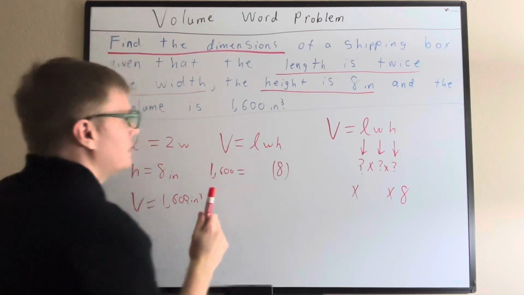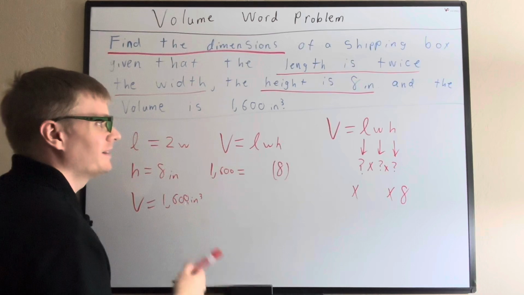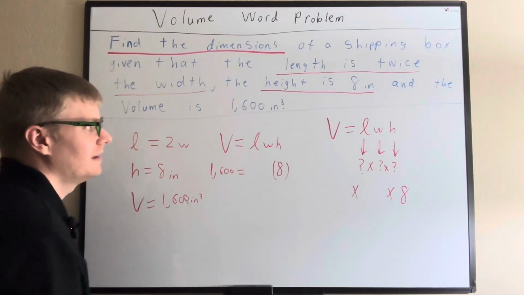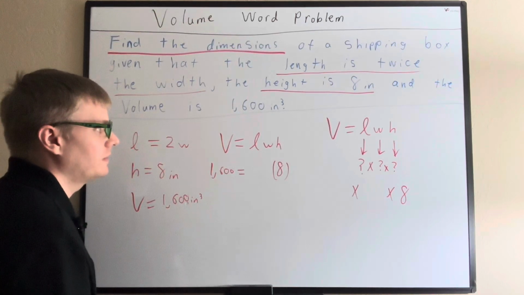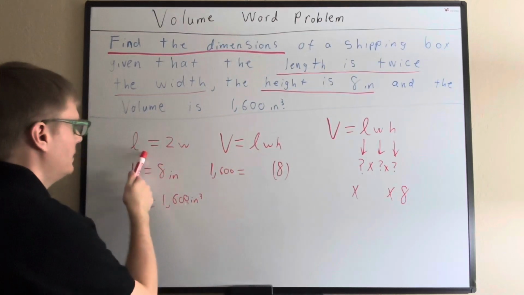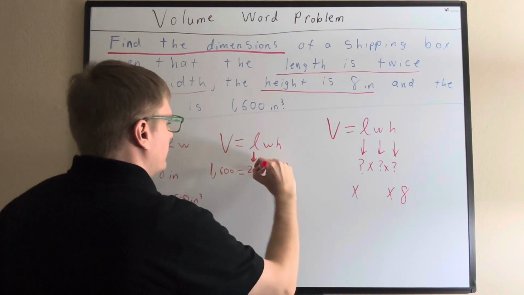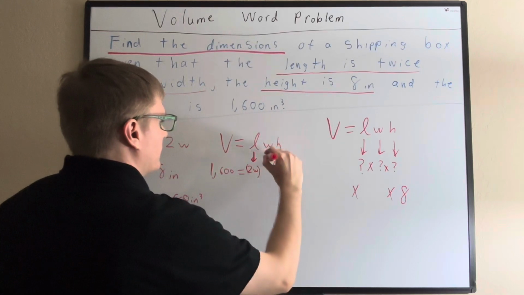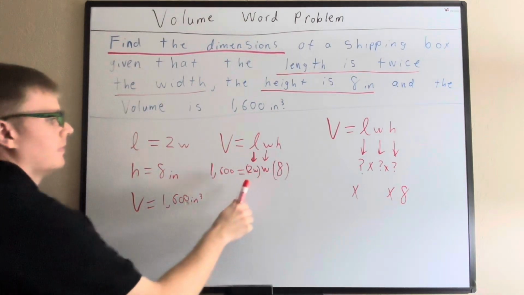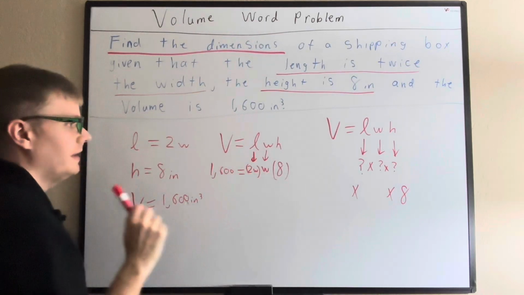But we need a way to get rid of one of these, so we're just solving for one of them, because if we have two variables in there, we can't really figure out the actual numerical values of either of them for sure. But they did give us that L is 2W, so we can substitute 2W in for L there. Now we only have one variable, just W, and that's what we're looking for.